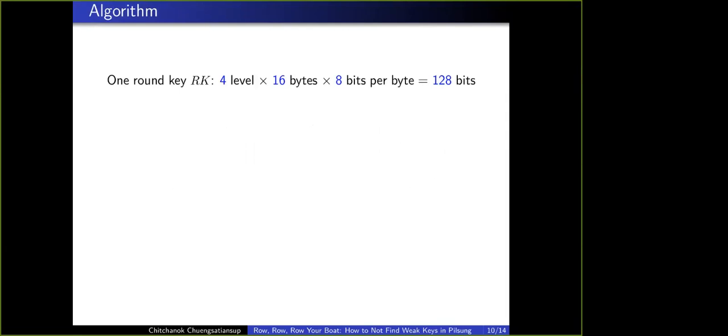the shift row permutation, and we have 4 levels of shuffling. And we shuffle around 16 bytes, and each byte has 8 bits. So in total, 128 bits. And we start from round key 3 because we want to preserve from round 3 to round 9.